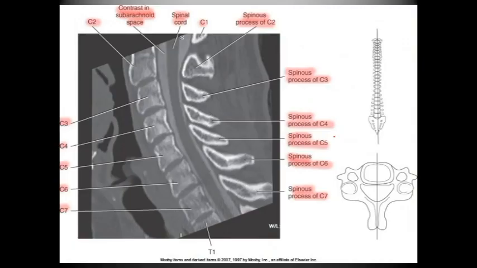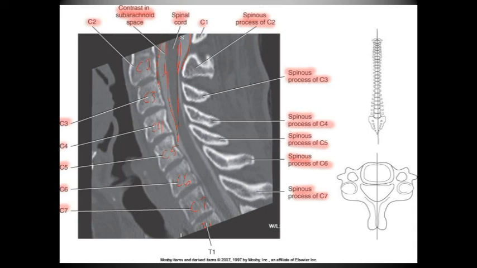Here's a sagittal view. And we see that we actually have the spinal cord here, and we have subarachnoid space, or contrast in the subarachnoid space. And so we have differentiation between the spinal cord and just the subarachnoid space. We have C2, 3, 4, 5, 6, 7, and we've actually got down to T1.